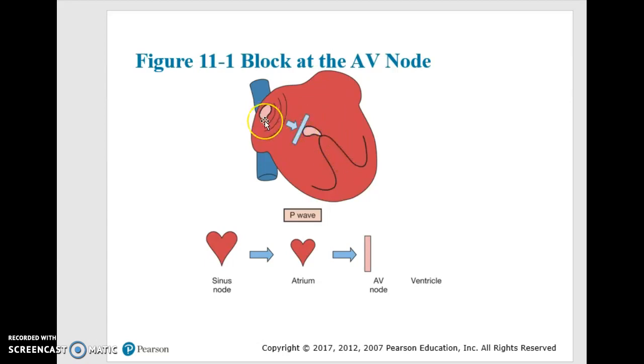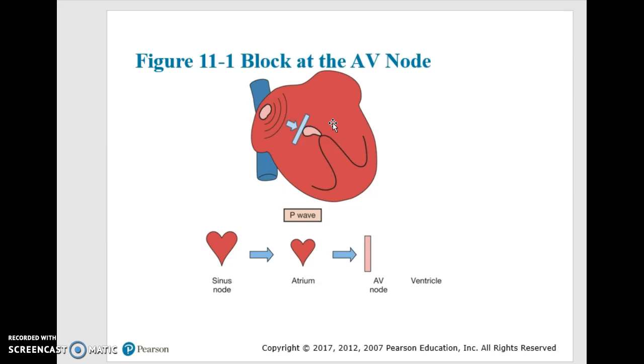The impulses still originate in the SA node and they travel through the interatrial tracts down through the atrium. They go through the internodal tracts, but when they get to the AV node or either the bundle branches, they slow down. So with the first degree AV block, there is only a delay.